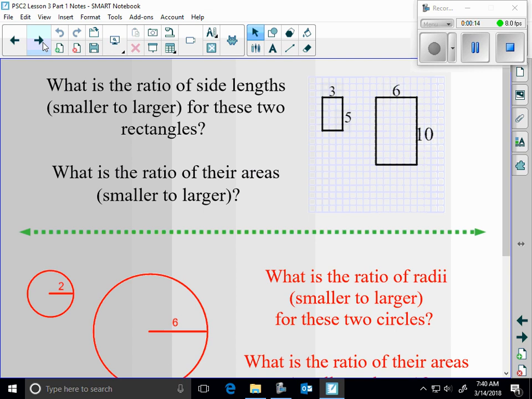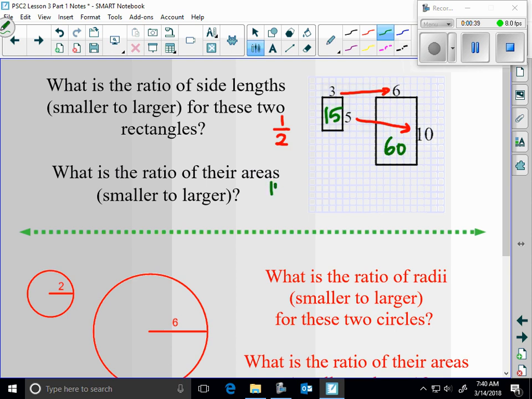Okay, so as I look at the ratio of the side lengths, smaller to larger, for these two rectangles, what you'll notice is that the ratio from small to large is 1 to 2. The ratio of the areas, smaller to larger, is 15 to 60. Now, if I reduce that, that reduces to 1 over 4. And there's a very, very special relationship between these two items.